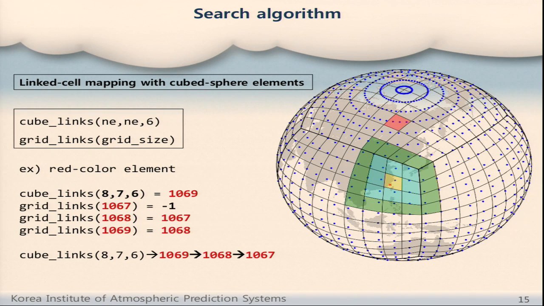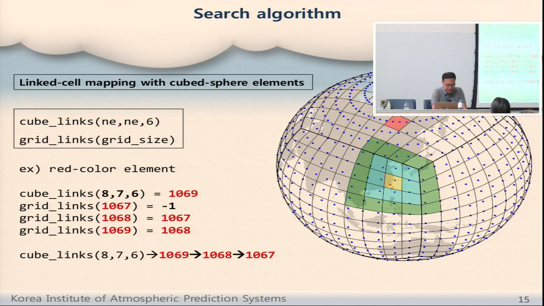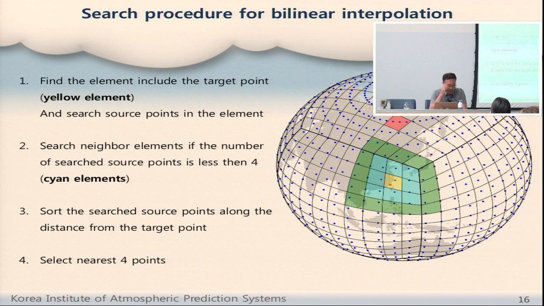As shown on the left of the figure, it starts from the cube link array and links grid point indices sequentially. The mapping is simple. When searching for a neighboring point, it searches only the element containing the target point and its neighboring elements. If the target point is the red colored X point in the figure, the nearby source points can be found by searching the yellow and cyan colored elements only.